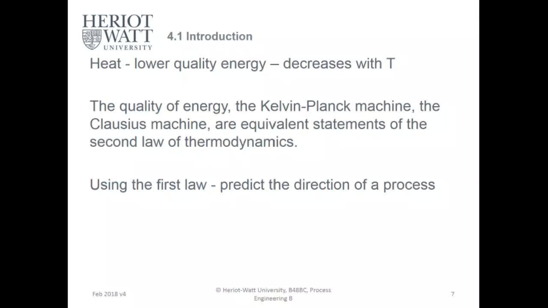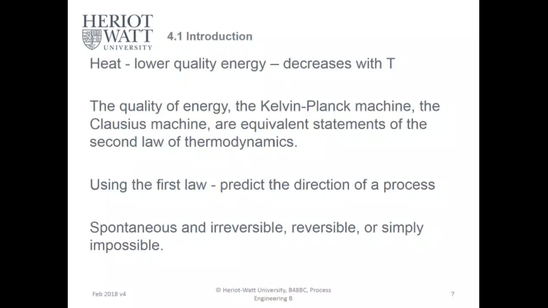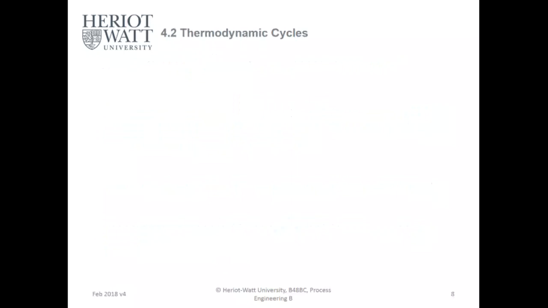Using the first law, you can predict the direction of the process. Spontaneous and irreversible or reversible, or simply impossible. So some reactions are spontaneous and irreversible, like your house catching fire. Some are reversible, like a chemical reaction, or simply impossible, like turning lead into gold. Actually, that's technically possible now.